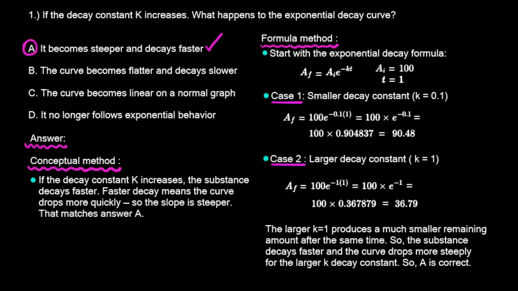Although all exponential decay graphs start with an initial steep slope and eventually flatten, we're comparing the initial rate of the decay between two substances. The one with the larger k always drops faster and therefore has a steeper slope. This is why the correct answer to question number 1 is A.